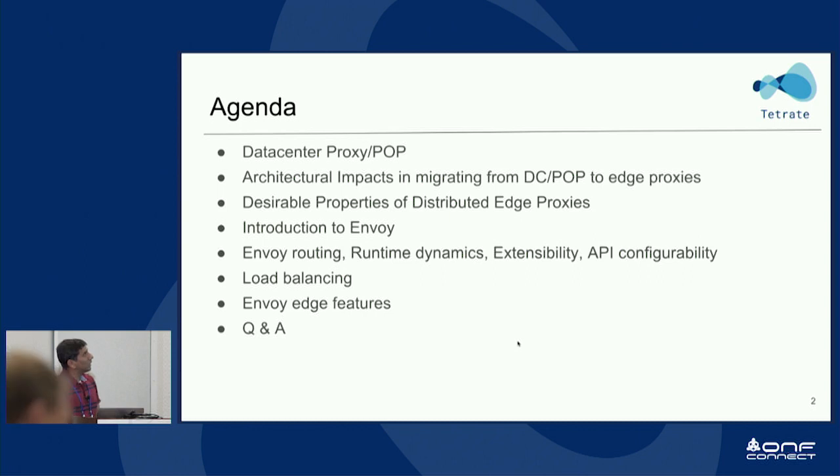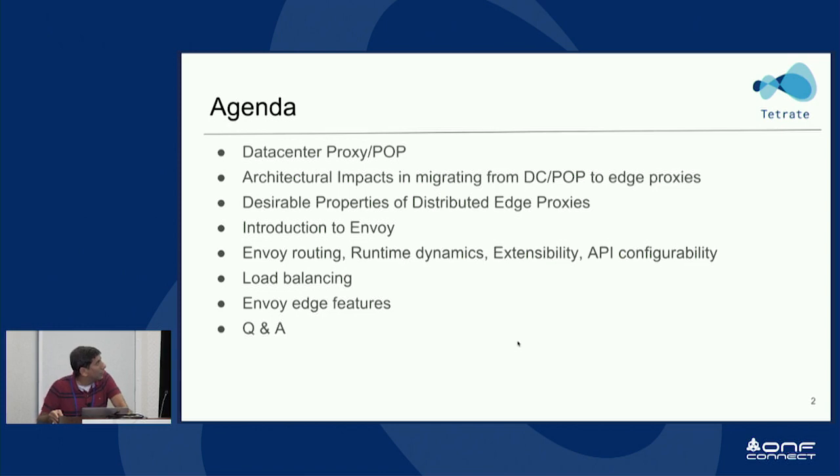So we'll talk about the current set of architectural impacts of using data center-based point of presence proxies, and see how that translates if you were to take that proxy and move it out to the edge. What happens? Does that yield some desirable properties, or does that have any challenges that we may want to address? And we would like to see what the specific edge constraints or considerations are that we should have in order to move from data center to edge.